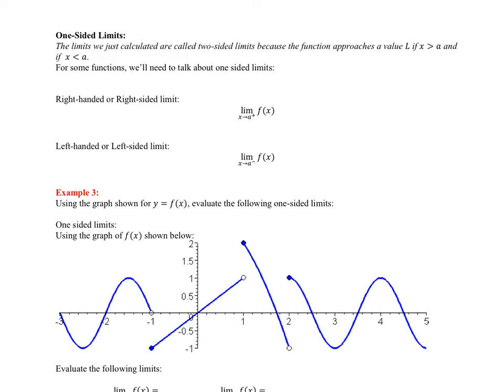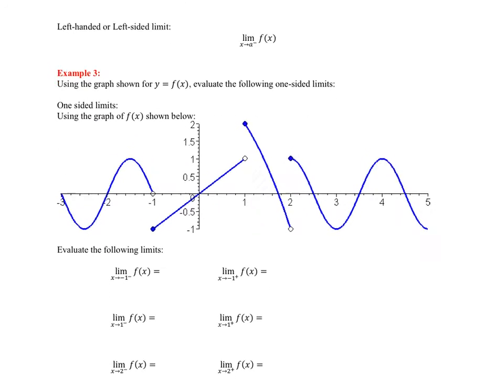One-sided limits. The limits we just calculated are called two-sided limits because the function approaches a value L. In the case of the other problem, we were approaching 6 when x was greater than 3 and when x was less than 3. For some functions, we'll need to talk about one-sided limits. So a right-handed or right-sided limit with this notation, the limit as x approaches a from the right of f of x, and the limit as x approaches a from the left of f of x. That's a left-sided or left-handed limit. So let's look at these in action.